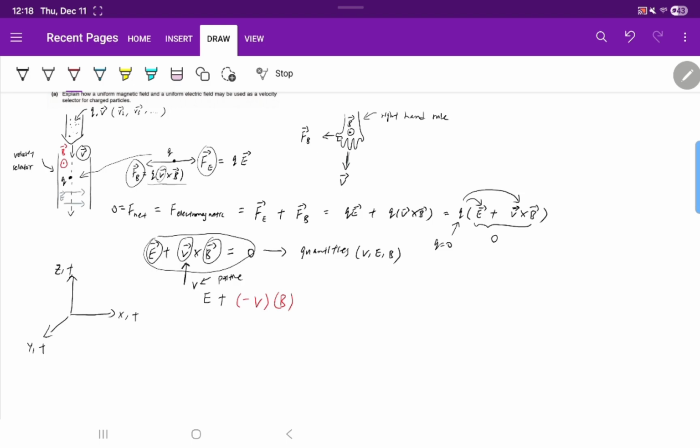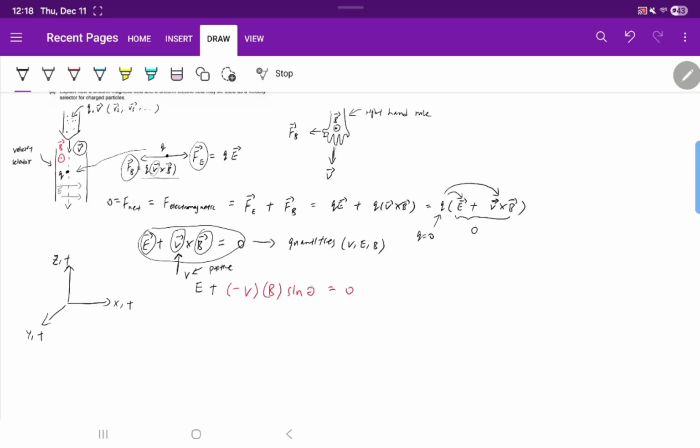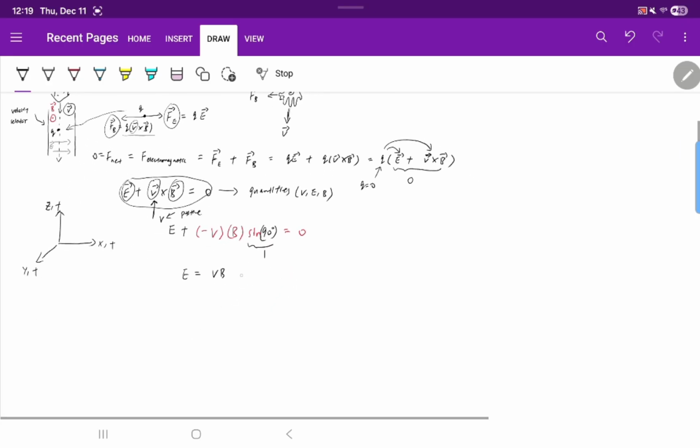And also you know that for the cross product of v and B, you need to multiply by sine theta here, right? The angle between the velocity and the magnetic field is 90°, so sine 90° is equal to 1, right? So after you simplify everything, you should get E is equal to VB. So you can just get V is equal to E over B.